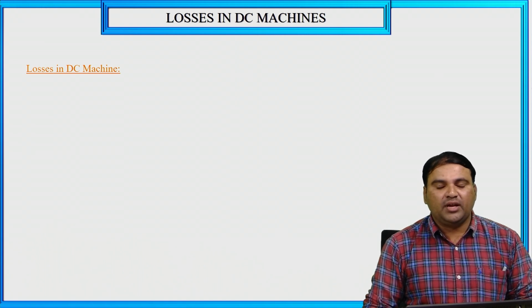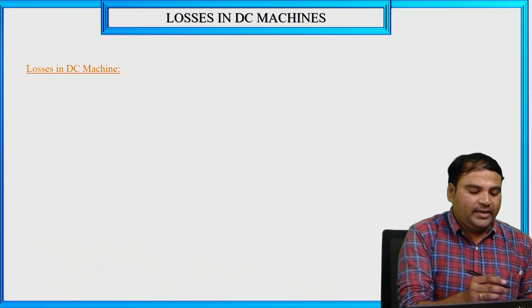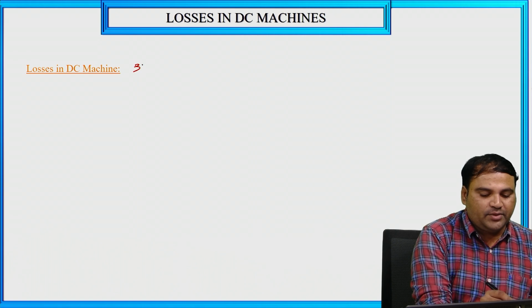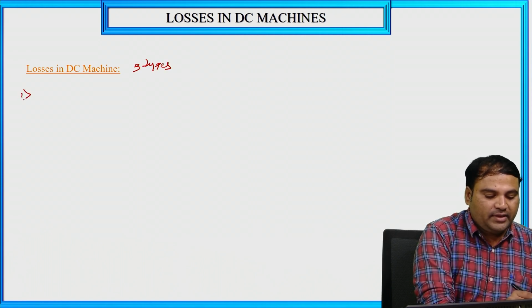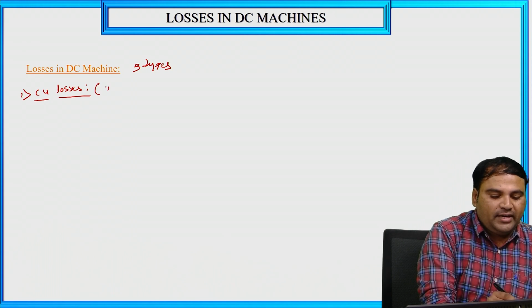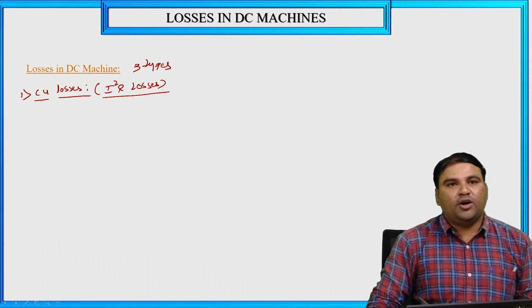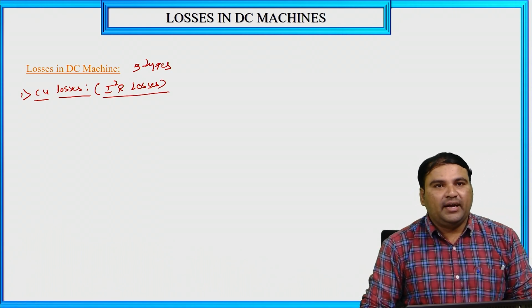If it is a motor or a generator, the losses are the same. The losses are classified into three types. The first one is copper losses. Copper losses we can also call I square R losses.